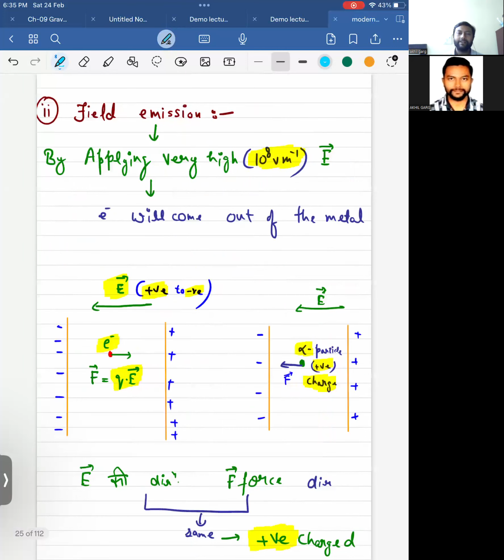In field emission, you apply a very strong electric field. When you apply it, the electron experiences a force in the opposite direction of the electric field, F equal to QE, because the electric field is from positive to negative and the force on the negative charge of the electron is from left to right. So F equals Q into E.